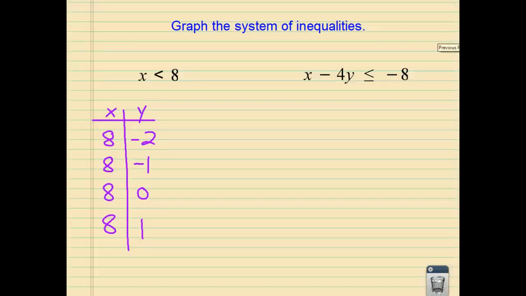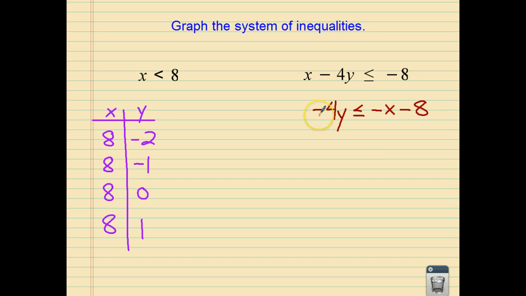Now the second one we have to put into graphing form, and let me do that real quick for you here. So we have -4y is less than or equal to -x minus 8. Divide both sides by -4. We have to flip our symbol.